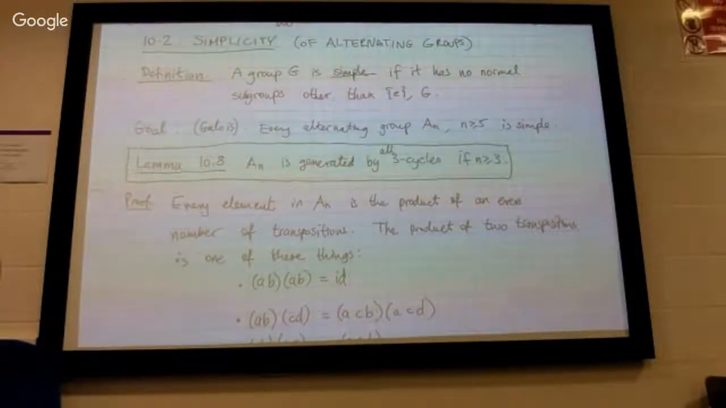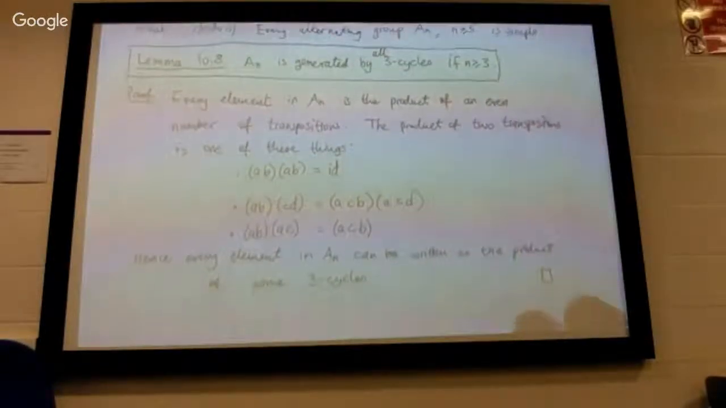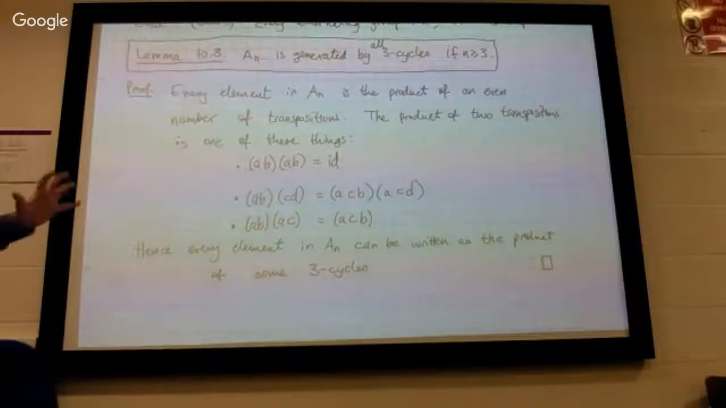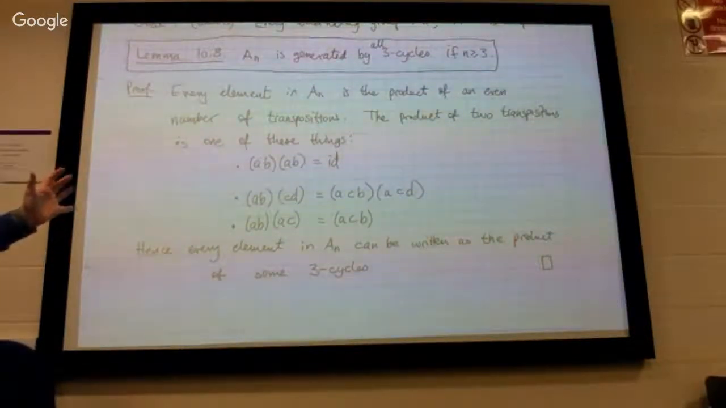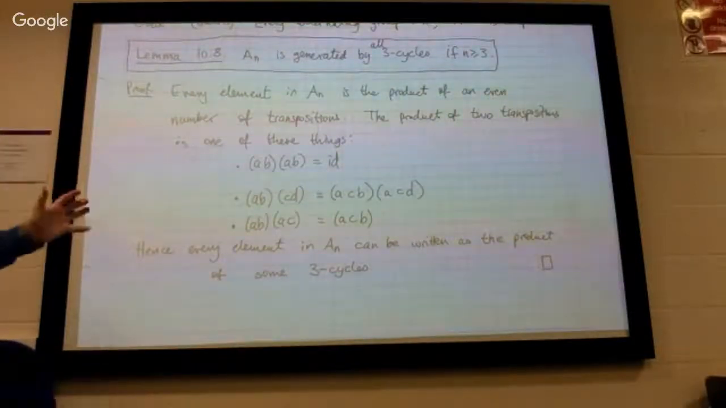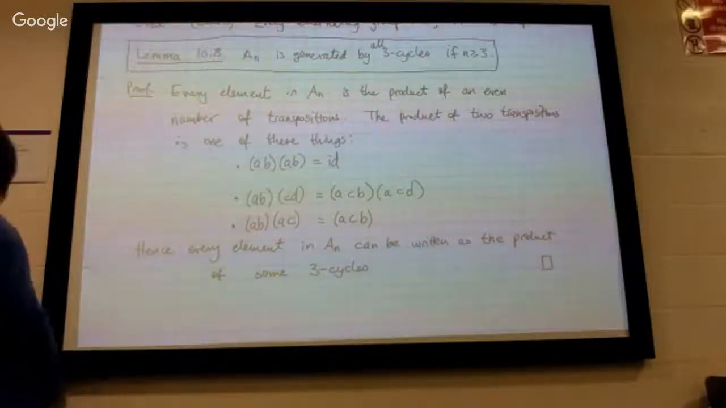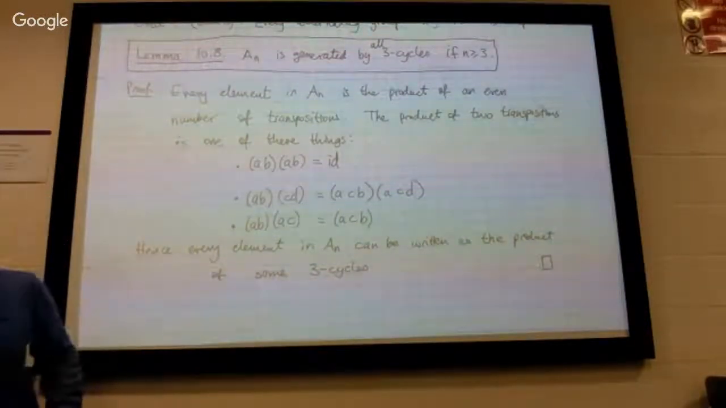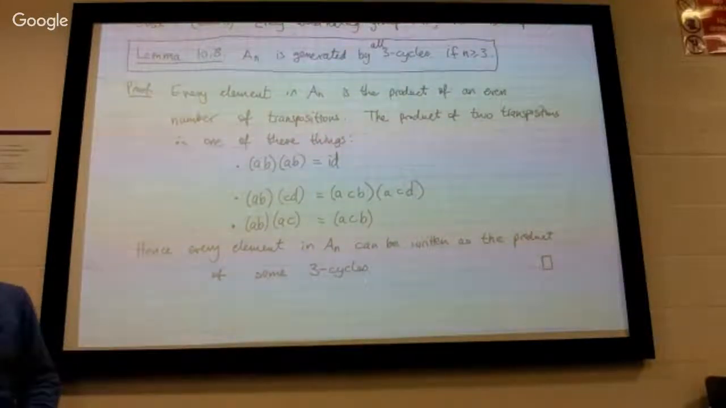Okay. Now, what we did last week was this lemma. It says that if you look at all the three-cycles in the alternating group, then they generate the whole group. Okay. So that was the first step on the way to the theorem that there are no non-trivial normal subgroups.